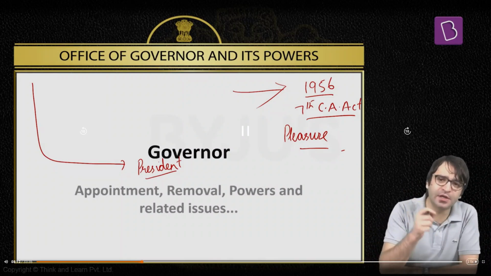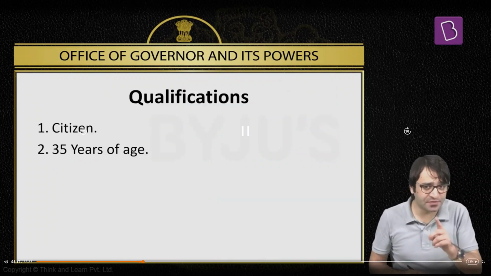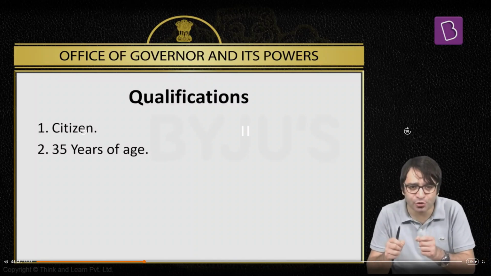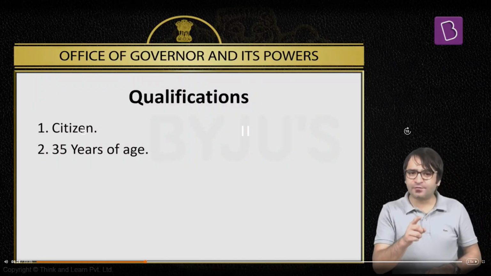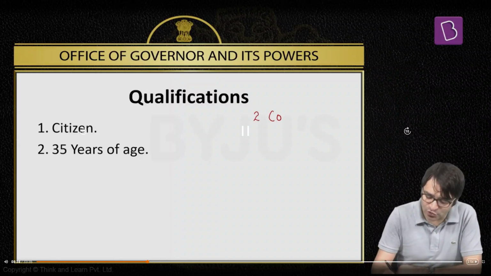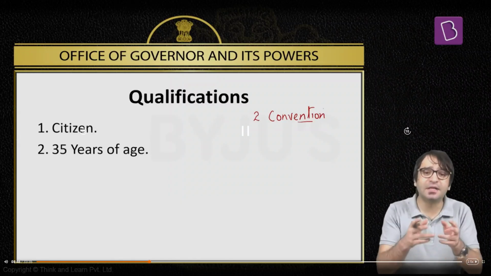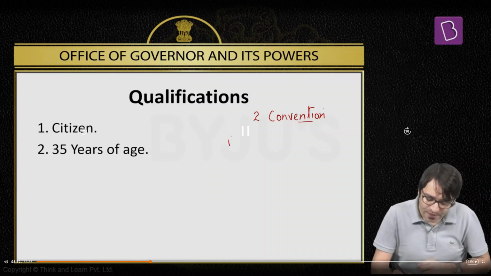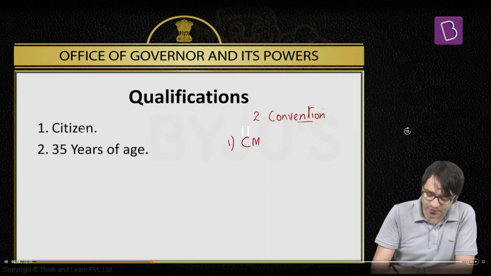But who can be appointed as the governor of a state? The Constitution has prescribed two qualifications, and please remember this carefully. There are only two qualifications prescribed in the Constitution for someone to be appointed as the governor of a state. If you are a citizen of India and you have completed 35 years of age, you are eligible to be appointed as the governor of a state. But additionally, two conventions have also resulted. What is a convention? An unwritten rule, not mentioned anywhere, but something that we follow. And what are these two conventions vis-a-vis the office of governor? Convention number one: whenever a governor to a state is to be appointed, the chief minister of that state shall be consulted.